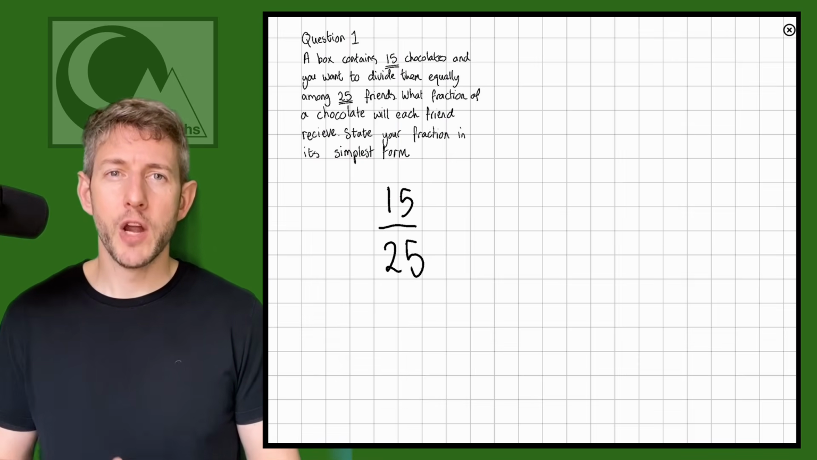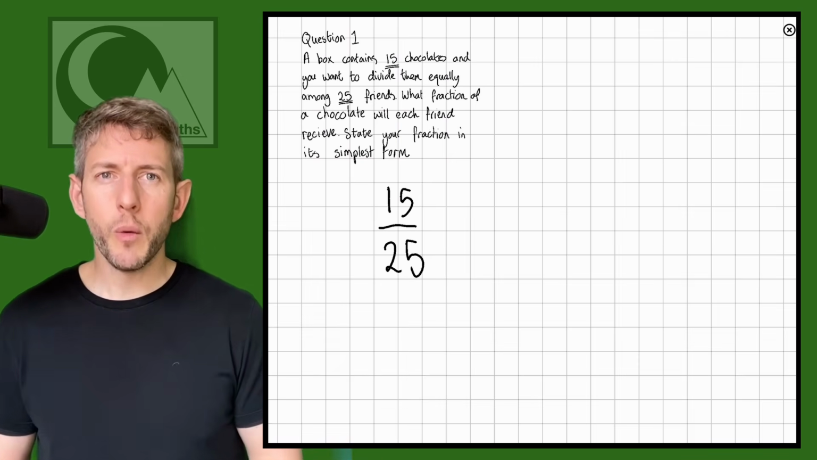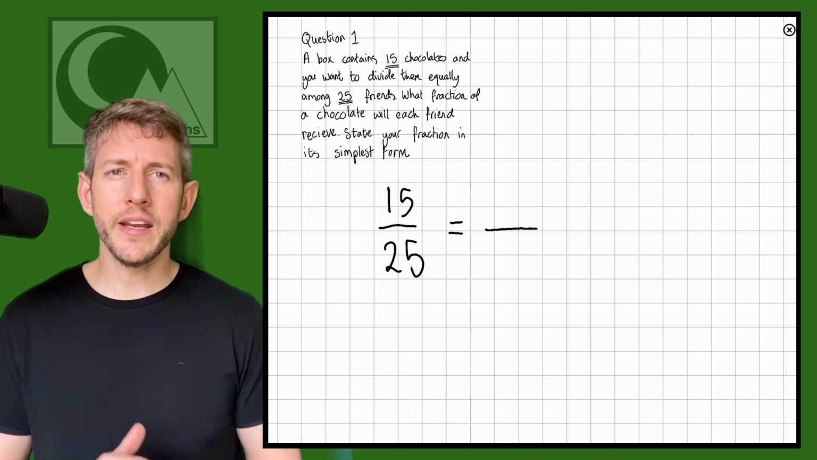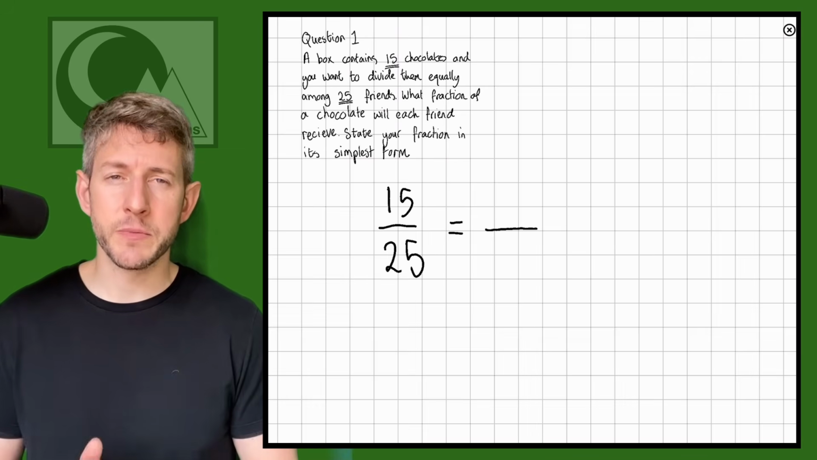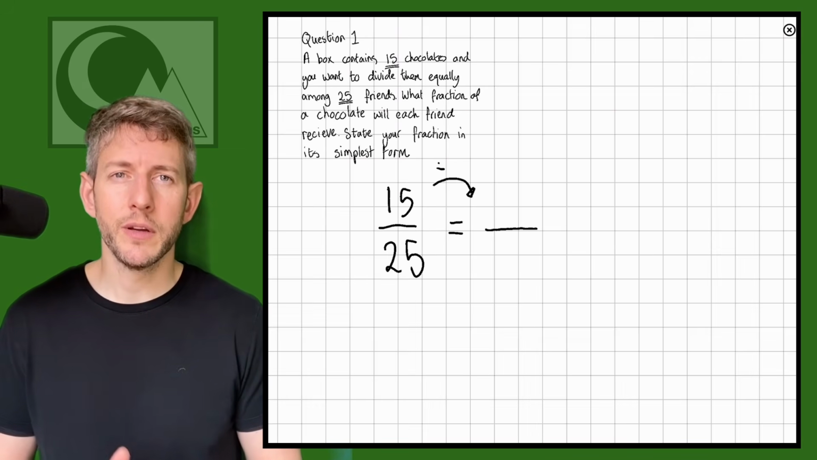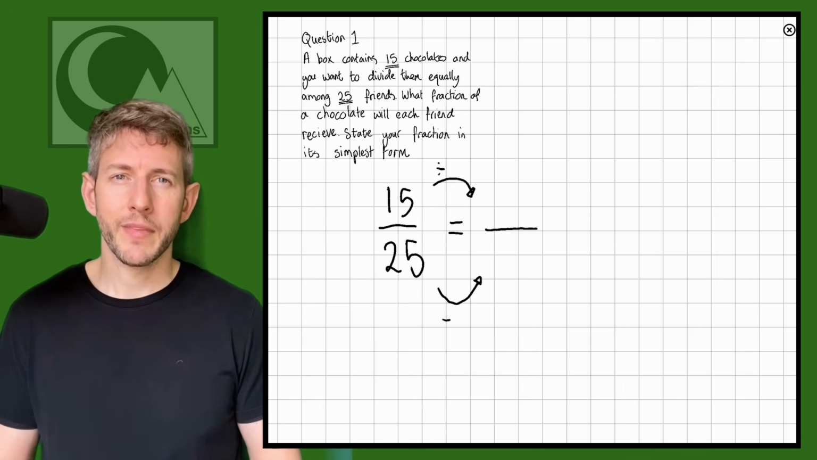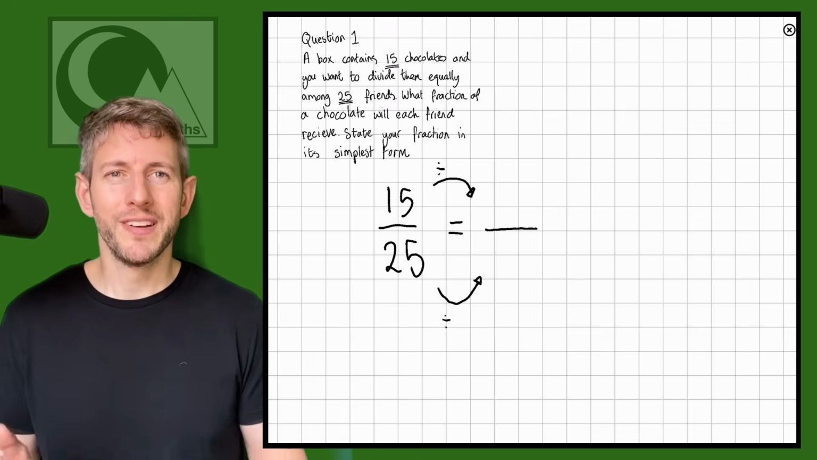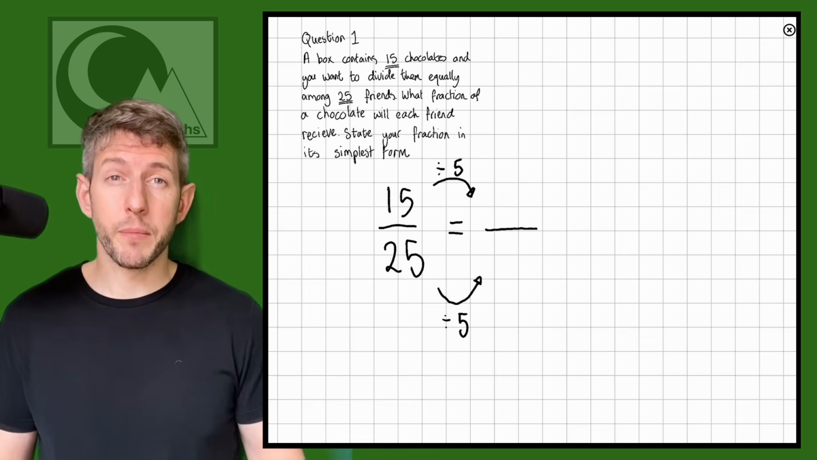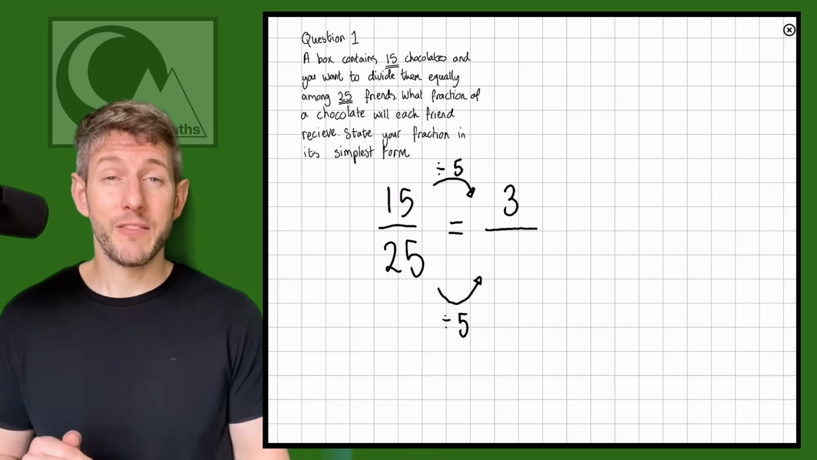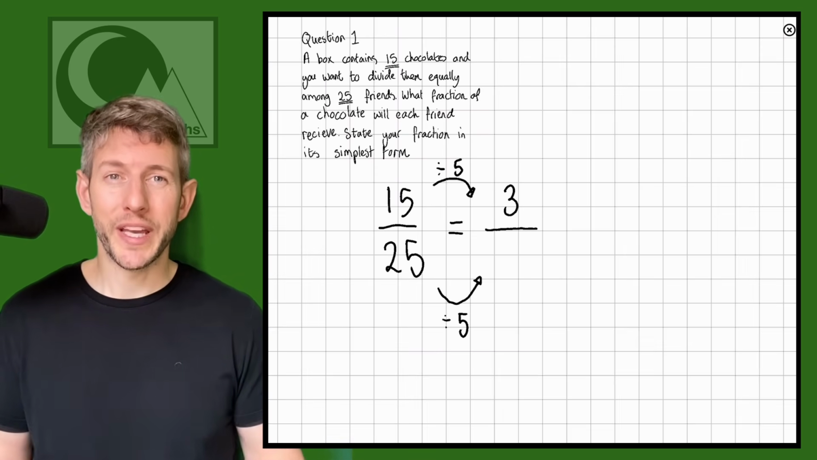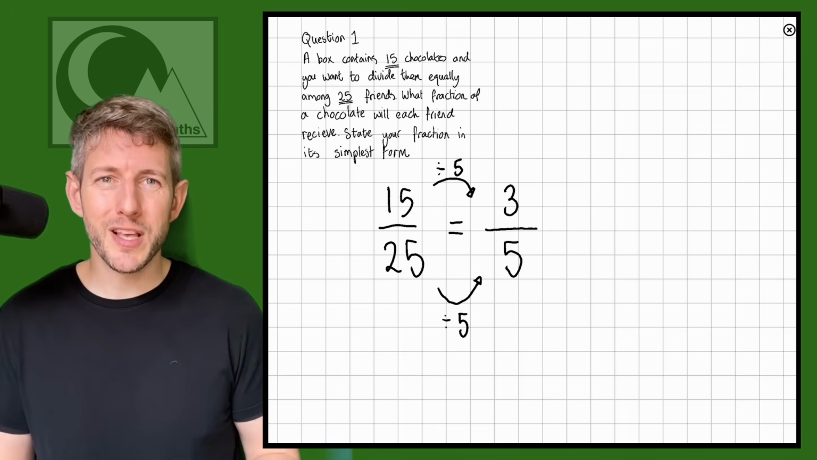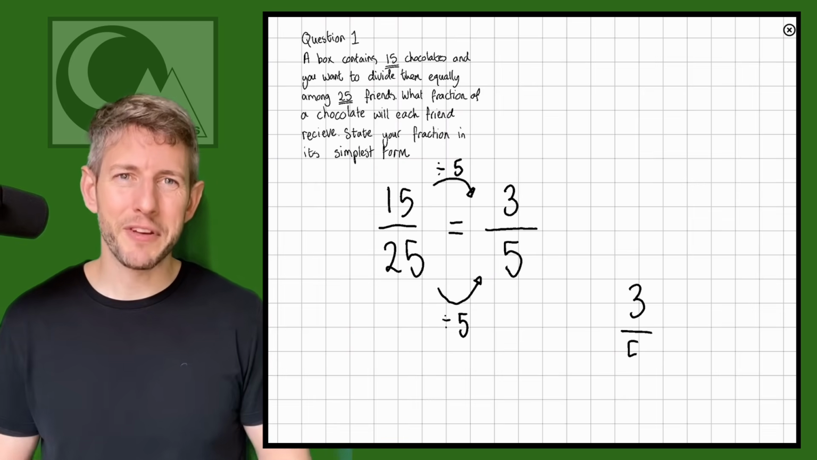So 15 over 25. Now what we've got to think about is, are there any numbers that we can divide the top and the bottom by, the same number, that will simplify it. And yes, there is. Both of these numbers are divisible by 5. So if we do 15 divided by 5, we get 3. And if we do 25 divided by 5, we get 5. So 15 over 25 simplifies to 3/5. And there we have it.